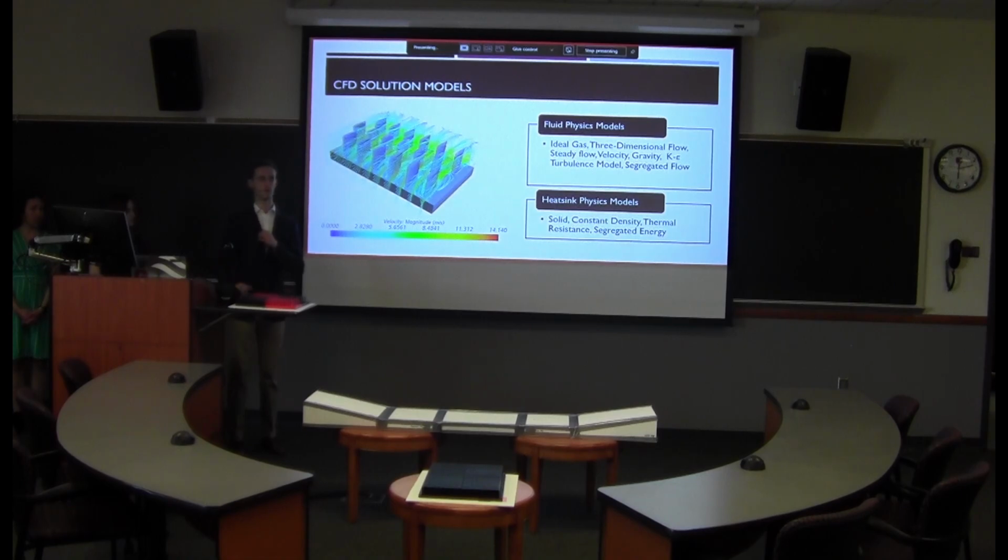We also use segregated flow, which is a good solver for our situation because we don't have very high fluid flow. You would use a different type of solver if you were to do stuff at supersonic speeds or anything like that. For our heatsink model, we used the solid constant density thermal resistance and segregated energy models. We use the segregated energy model to stay consistent with the fluid model, otherwise you'd get errors between the two.